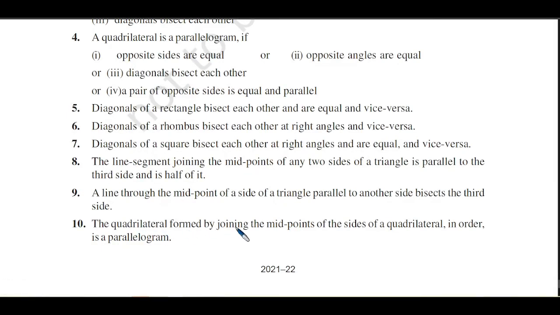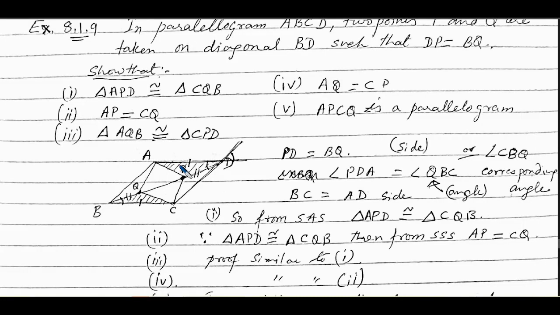The quadrilateral formed by joining the midpoints of the sides of a quadrilateral in order is a parallelogram. This also we have done today. A similar one we have done today. So in the last point it says that if you join the midpoints of a parallelogram, they will also become a parallelogram. You just try to do it yourself.